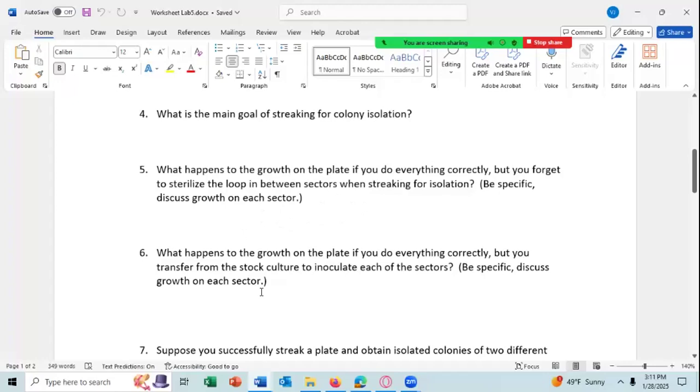6. What happens to the growth on the plate if you do everything correctly, but you transfer from the stock culture to inoculate each of the sectors? If you did it correctly, you'd only transfer from the stock culture on the very first sector. So that's what's done wrong in here. Be specific once again, discussing the growth on each sector.